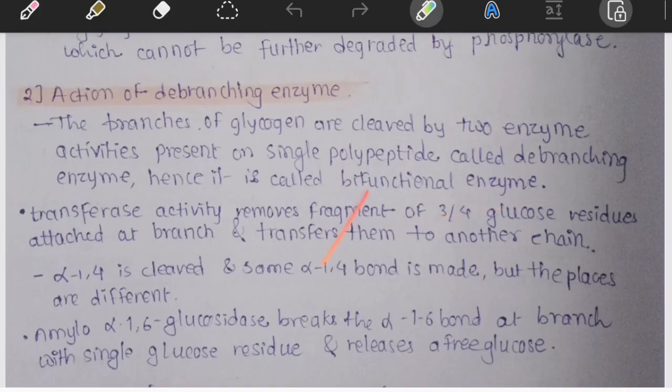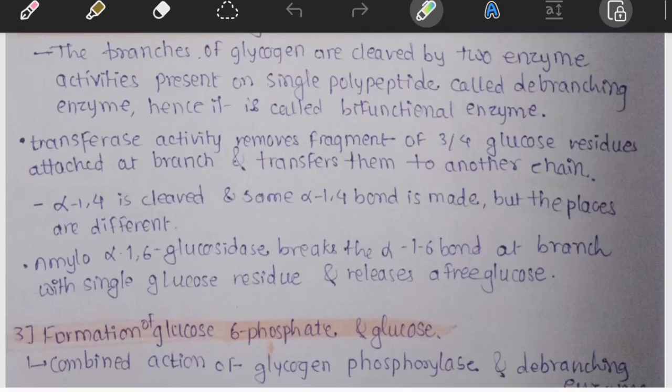Notice carefully that no glucose is released here, it simply shifts the glucose molecules. In the second activity, the alpha 1,6 glucosidase activity, only one glucose molecule remains attached through an alpha 1,6 bond, and the second activity of the enzyme breaks this bond. This time, free glucose is released, and not glucose 1 phosphate, free glucose.